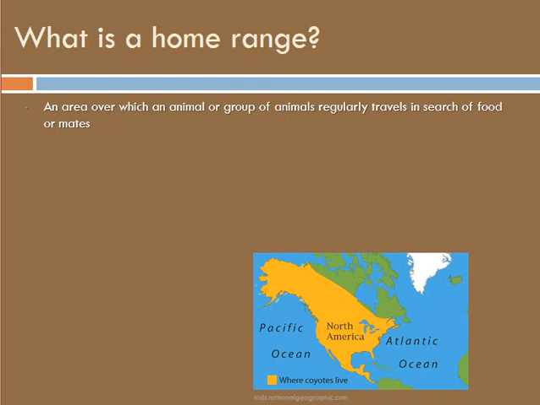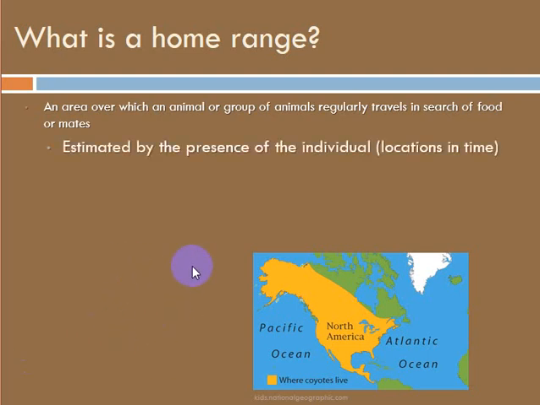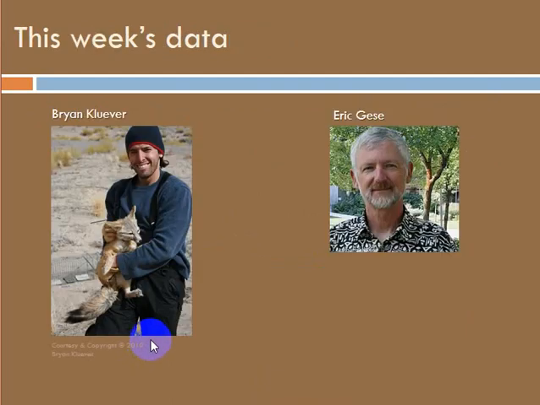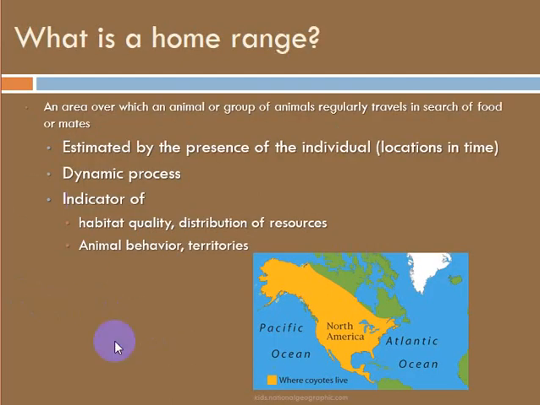Home ranges can overlap with the home ranges of neighboring animals, both of the same species or different species, and it's estimated by the presence of an individual animal at a location at various times. It's a dynamic process. The size of the home range is an important thing to study because it can be an indicator of habitat quality or the distribution of resources, animal behavior and territories.